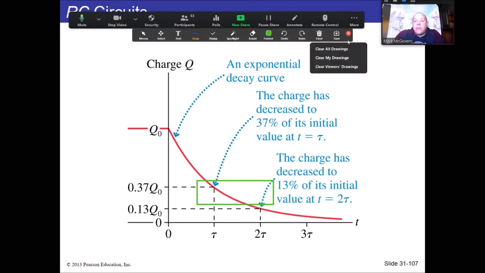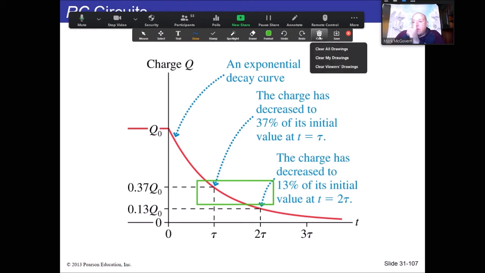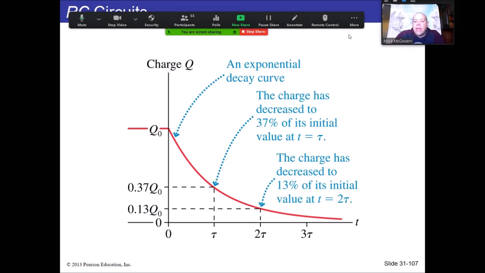So anyway, this is the meaning of the time constant. After one time constant passes, you have now dropped to 37% of the initial charge of the capacitor. And then after 2 time constants, you drop down to 13%.